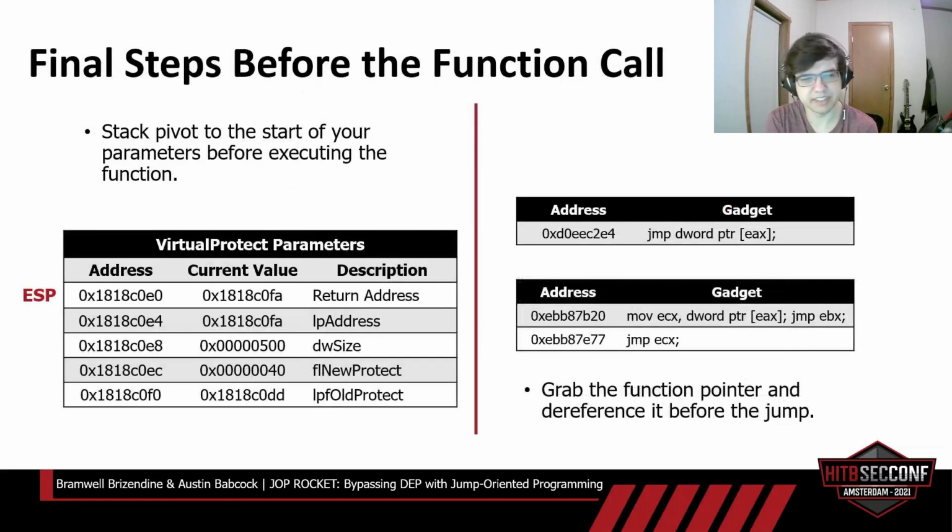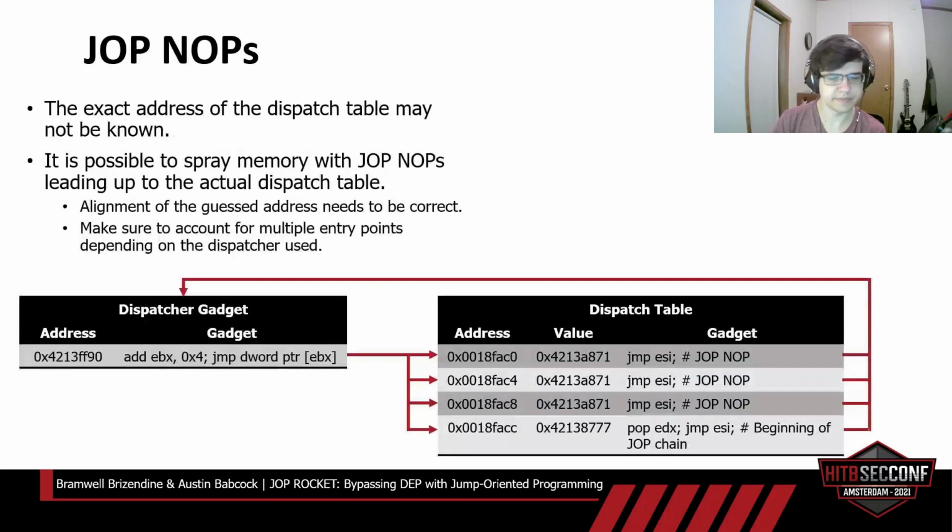Once we have all of our parameters set up in our function here, we can pivot ESP to the beginning of them before our function call. And then to call that function, we can grab the function pointer and then dereference it. There are several different ways we can do that. We have a couple of examples there. The most simple, straightforward one would probably just be the top gadget there, where we just do a jump dword pointer EAX.